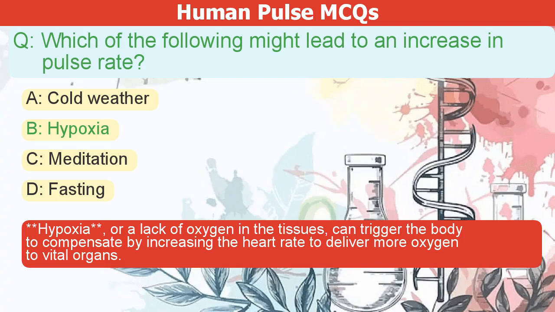The correct answer is B. Hypoxia, or a lack of oxygen in the tissues, can trigger the body to compensate by increasing the heart rate to deliver more oxygen to vital organs.